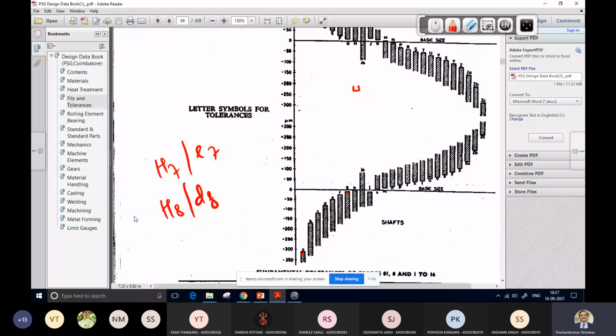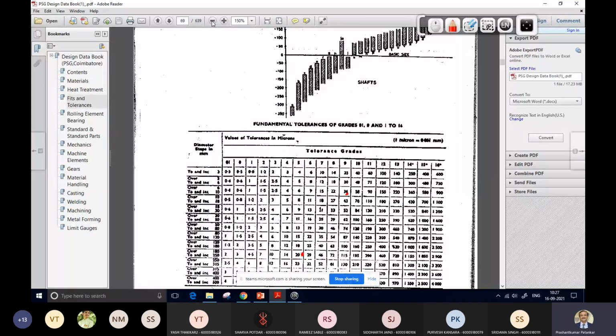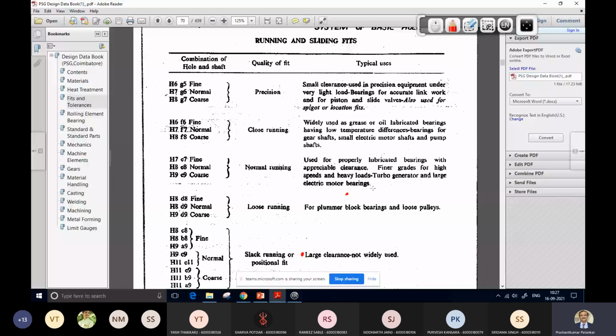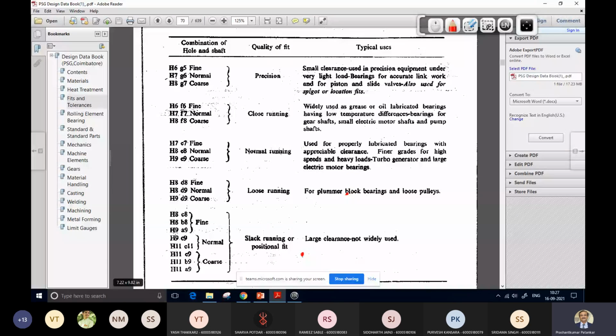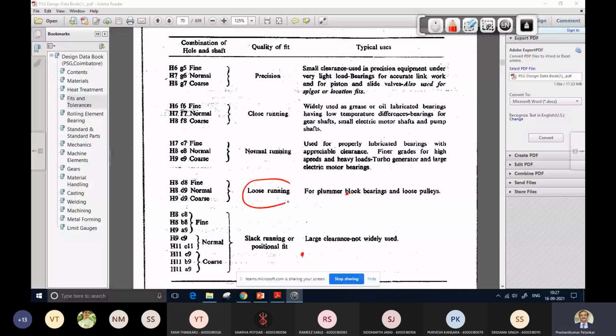Here in the PSG only, they have given it. Right now the PSG is visible on your screen. Am I right? Yes, sir. So see here, this is page number 3.4. On this page number 3.4, you can see this is your loose running fit. In case of the loose running fit, irrespective of the diameter of your shaft, H8 d8 is going to give you that loose running fit.